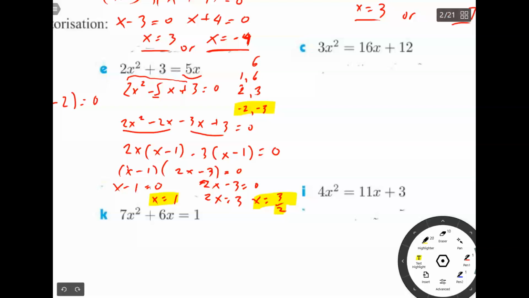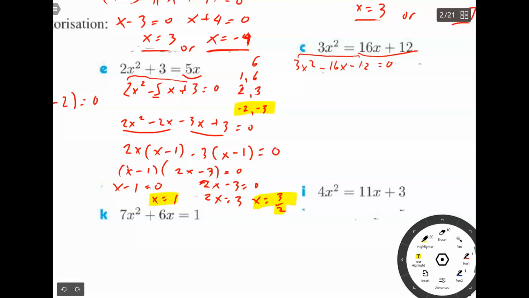Okay. Now, again, we need to move these to the left because we want everything on the left side, and we just want 0 on the right side. So it would be minus 12x, or minus 16x, or minus 12, okay, equals 0. Now we multiply together our A value and our C value, which gives us negative 36.